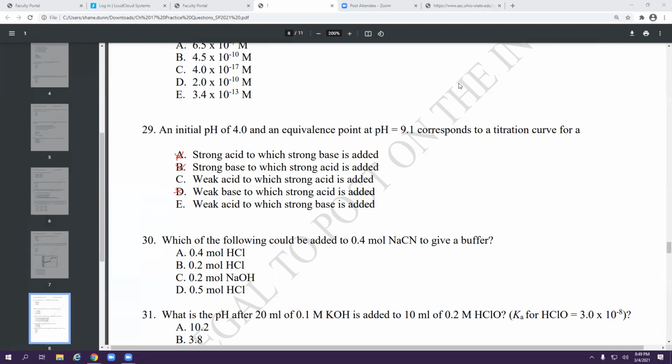Okay. So if I have a weak acid and I add a strong acid to it, pH goes up or down? If I have an acid and I add an acid to an acid, pH goes down. Did pH go down? No, it went up. The answer is E. I have a weak acid and I added a strong base to it. Because the base overtook the acid. That's why it went above the equivalence point.